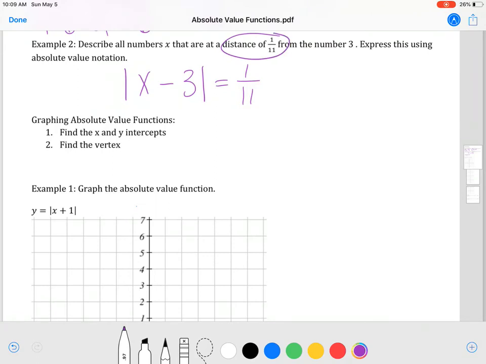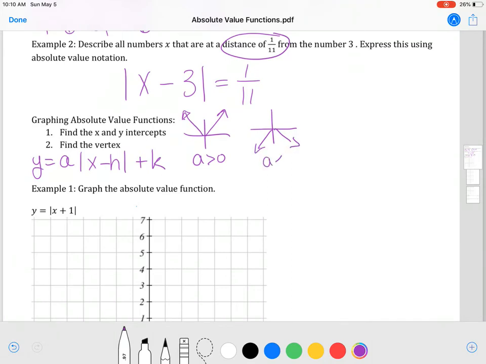Okay, now going on to graph absolute value functions. In general, my absolute value functions will look like this as far as the equation. A will tell me the vertical stretch or shrink, but it will also tell me which way the V is facing. So absolute value functions look like a V. If A is positive, it's going to be facing up. If A is negative, the V is going to be facing down. And your (h, k) is going to be your vertex.